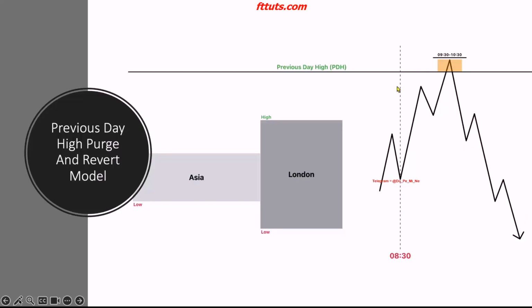We want to see this high get reached during 9:30 to 10:30, and we want to see a smart money reversal occur above that previous day high, and we want to see signs of a change in state of delivery occurring to target sell side liquidity below the London low and below all of the other significant sell side liquidity pools. This model is fairly straightforward, just like the others.